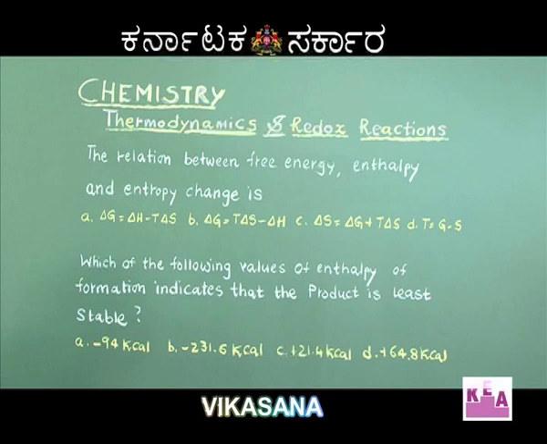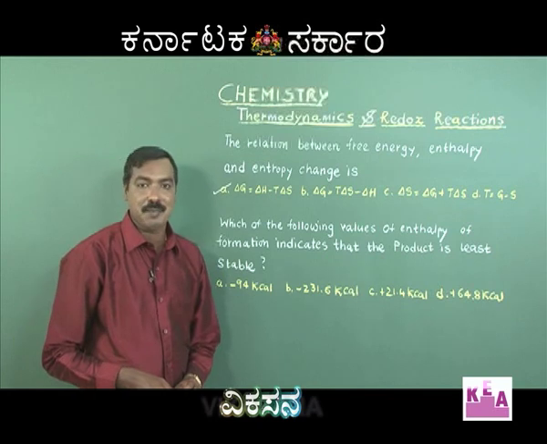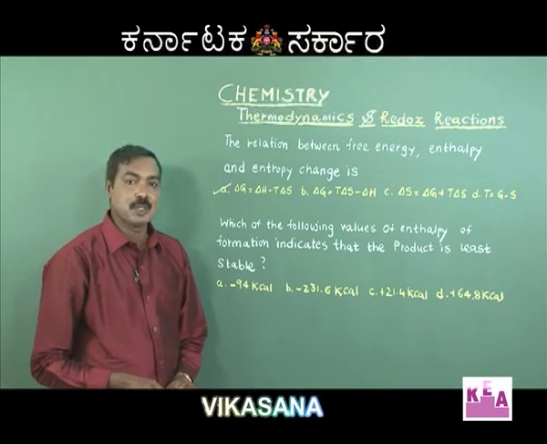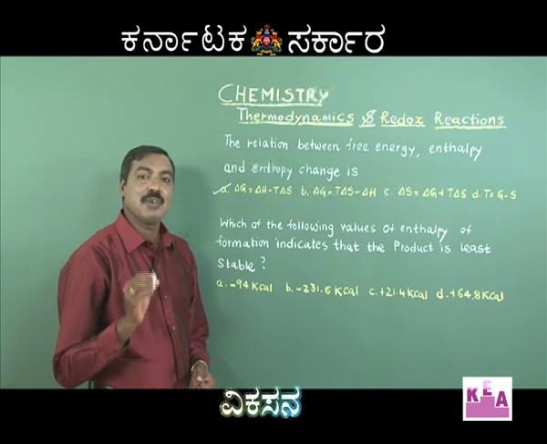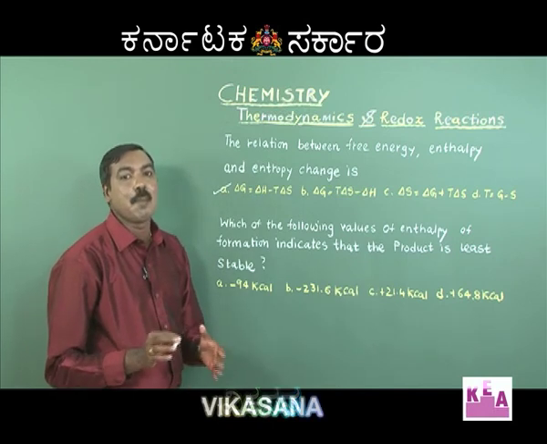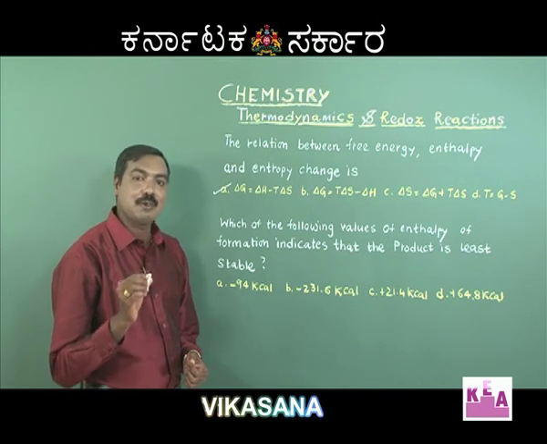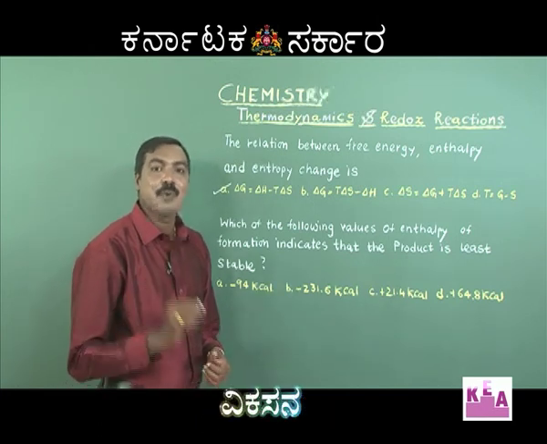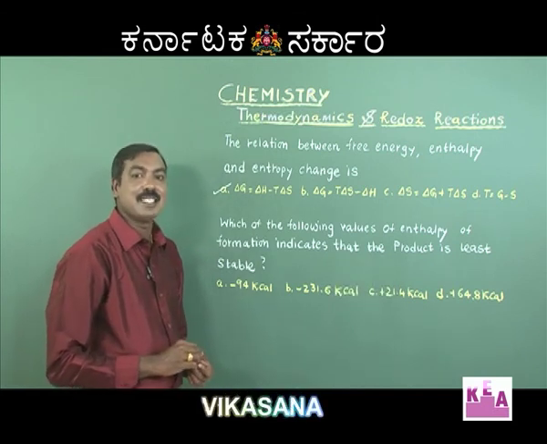The next question. Which of the following values of enthalpy of formation indicates that the product is least stable? There is an underlying statement for enthalpy of formation. For stability of the compounds, a general and basic rule is, the greater the negative value of enthalpy of formation, the more stable is the compound. I am repeating, the greater the negative value of enthalpy of formation of the compound, the more stable is the compound.